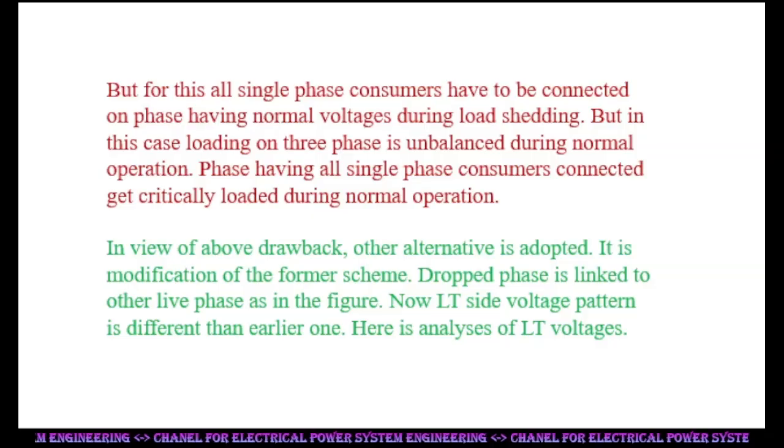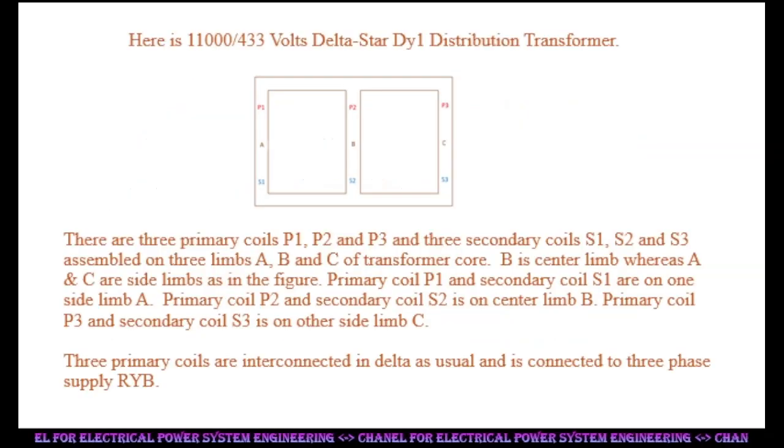Here is the analysis of LT voltages. Here is an 11,000/400 volts delta-star Dy1 distribution transformer. There are three primary coils P1, P2 and P3 and three secondary coils S1, S2 and S3 assembled on three limbs A, B and C of the transformer core. B is the center limb whereas A and C are side limbs, as in the figure.